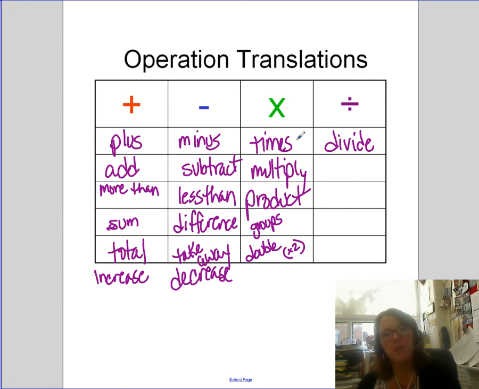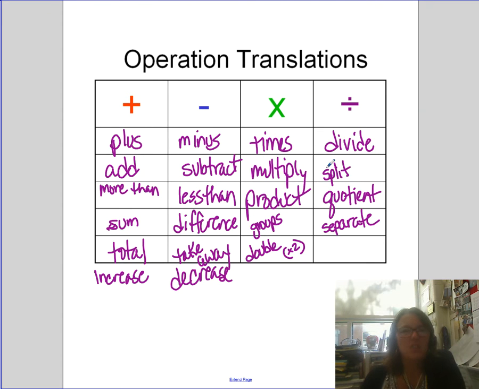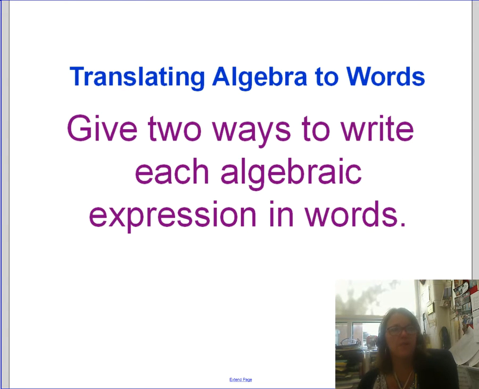Times and multiply, now we come to its inverse operation. That would be divide. The word quotient is a great word, meaning division. Groups, maybe we could think of the word separate or split, something like that. You get the general idea. Start thinking about these phrases and these words and what they imply from a mathematical standpoint.